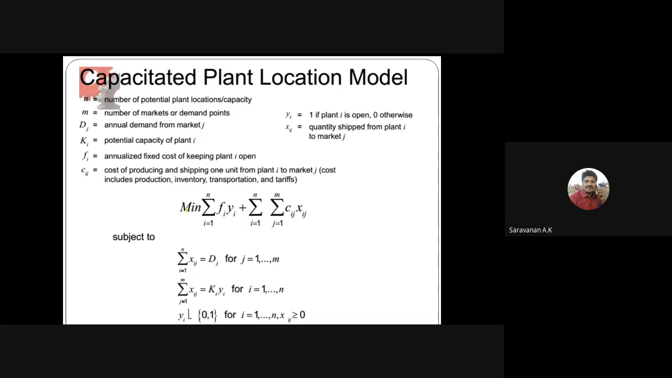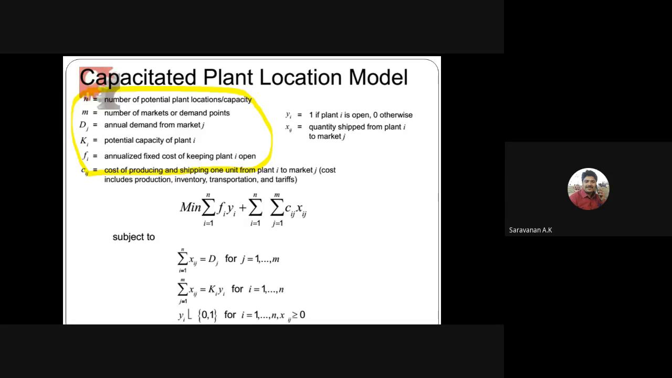So what are the inputs we need to do the designing or the optimization? These are the inputs. n is the number of potential plant locations or the capacity, and m is the market or demand points. dj is the annual demand for market j, and ki is the potential capacity of plant i. Then fi, which is the important one, is the annualized fixed cost.